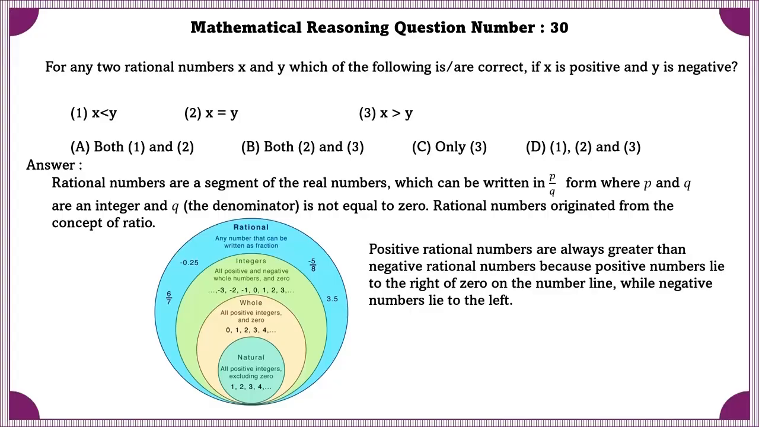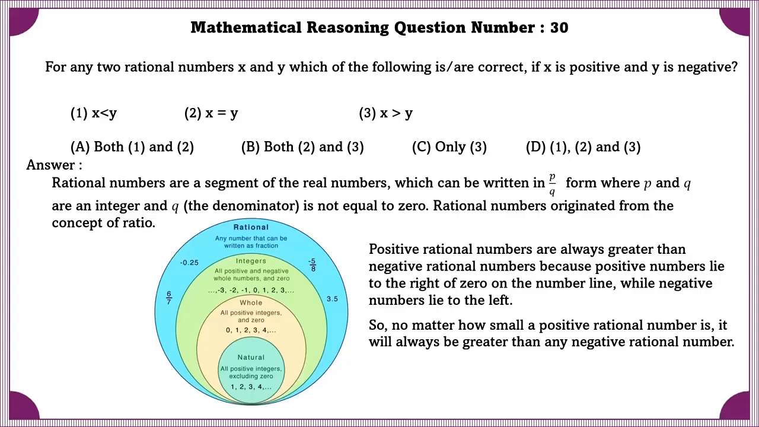Positive rational numbers are always greater than negative rational numbers because positive numbers lie to the right of 0 on the number line, while negative numbers lie to the left. So no matter how small a positive rational number is, it will always be greater than a negative rational number. Our answer is option C, that is x is greater than y.